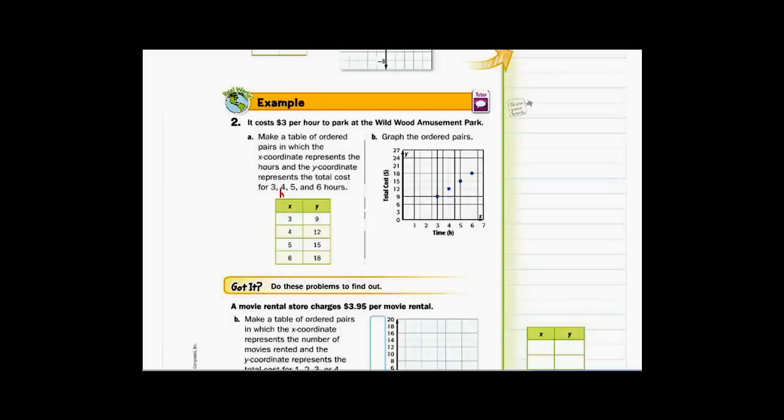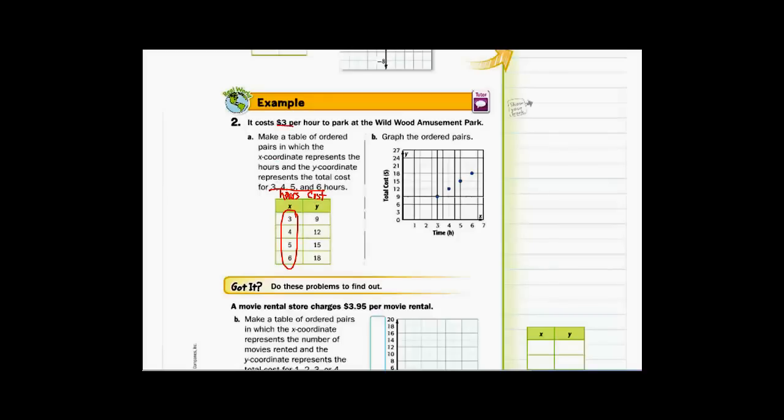These are the hours, just that way you can keep yourself straight. These are your hours, y is the cost. And it tells you for 3, 4, 5, and 6 hours. That tells you the x values that they want. So make a table of ordered pairs for x, and it wants you to find the total cost.